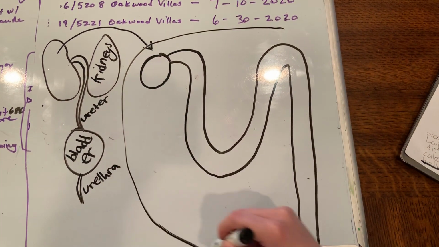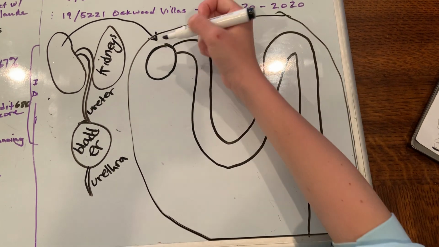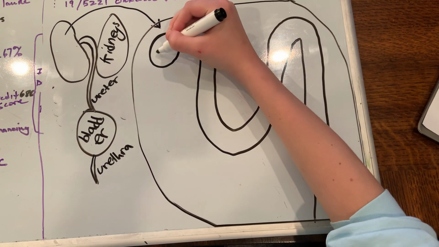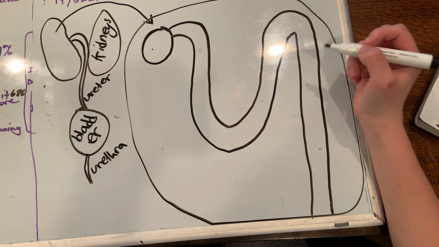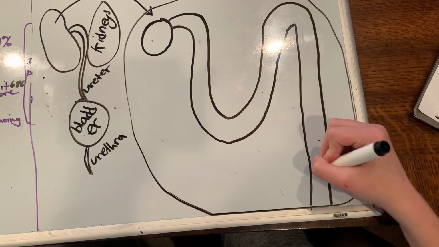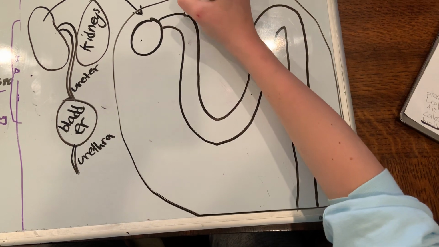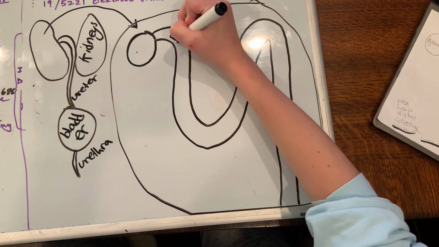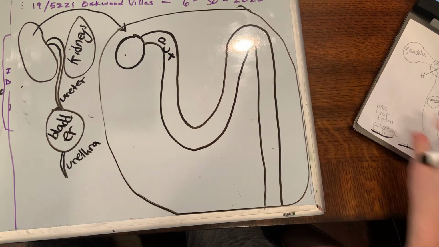This whole thing is a nephron. So we have a glomerulus, which is the main area of filtration right here. And then we have this big long tubule. Now this area is called the proximal convoluted tubule.